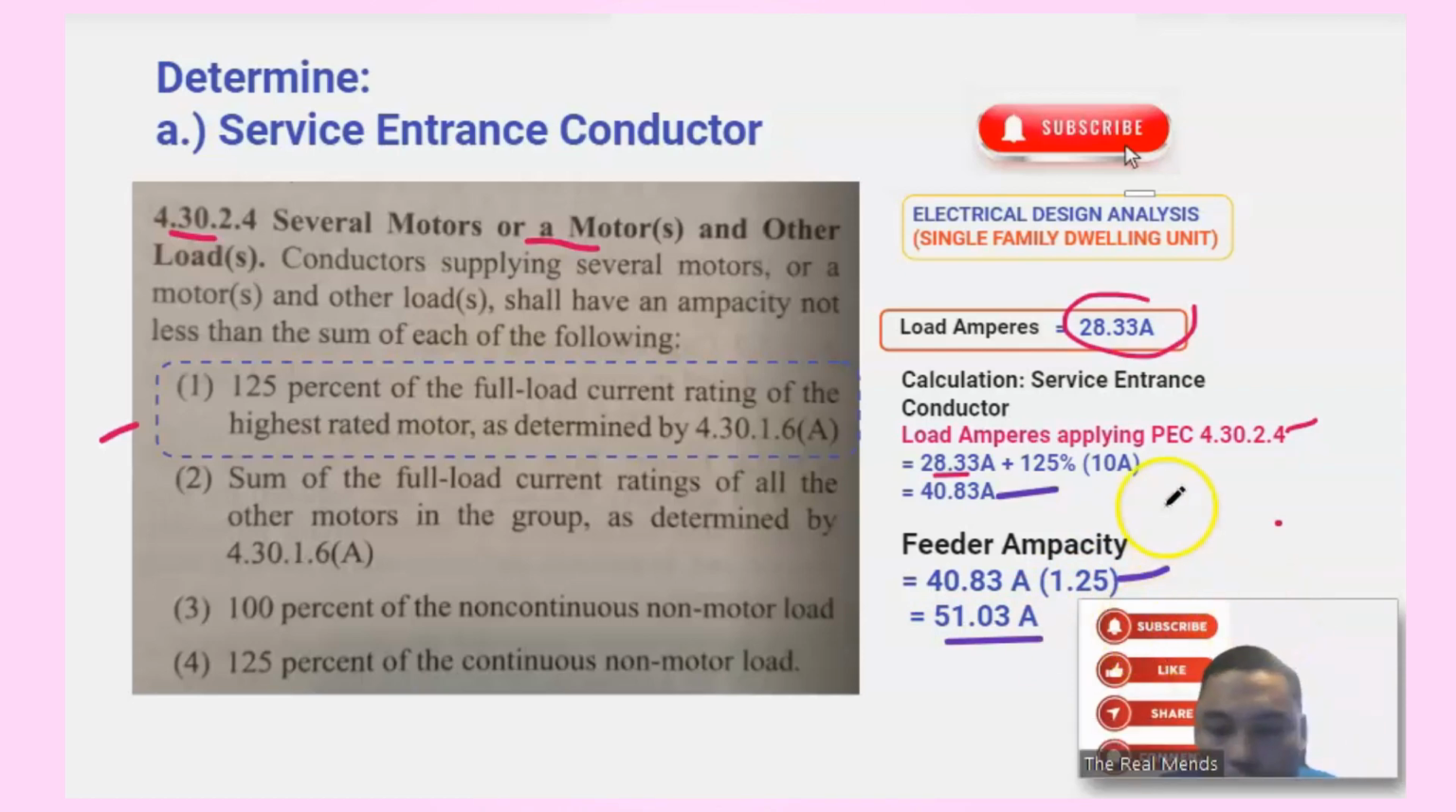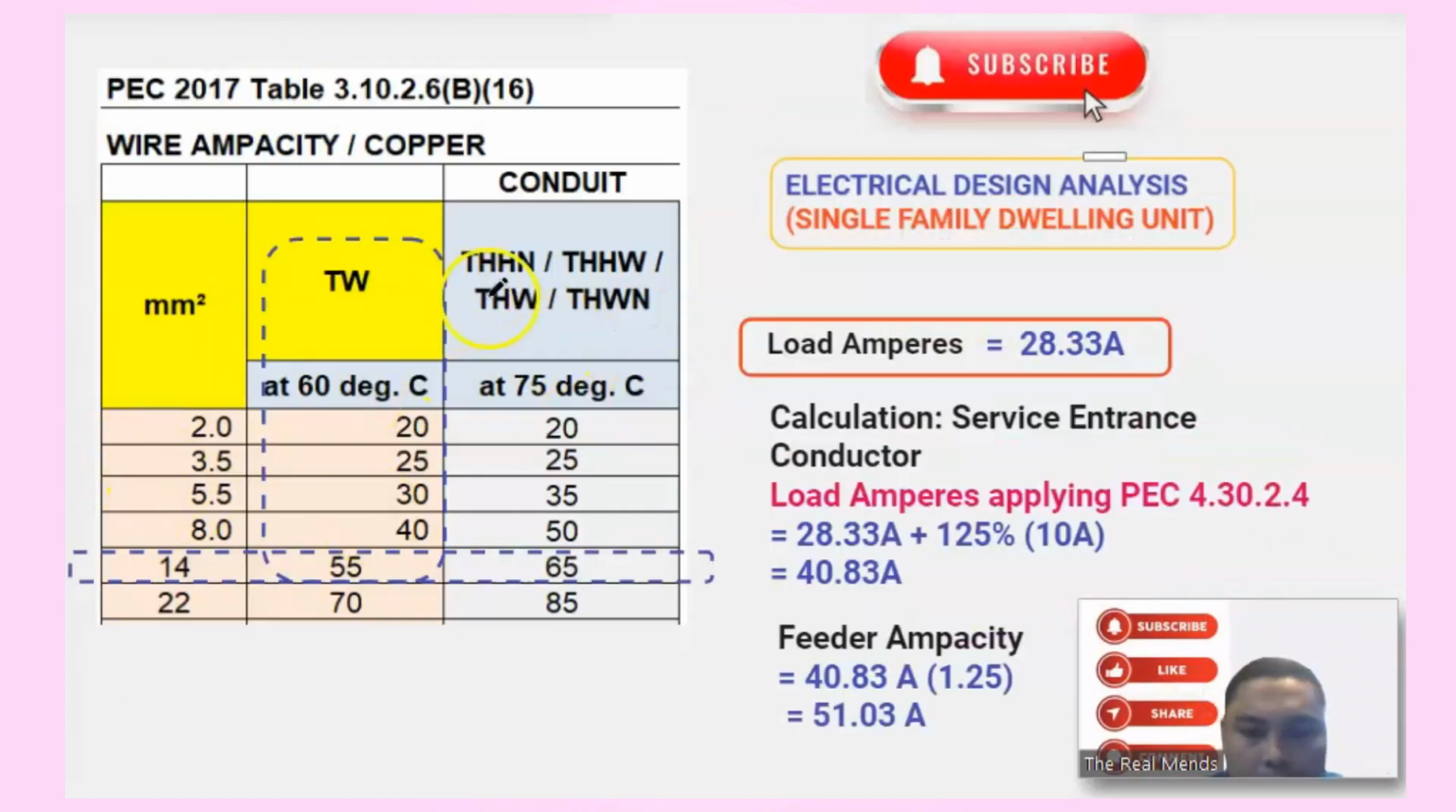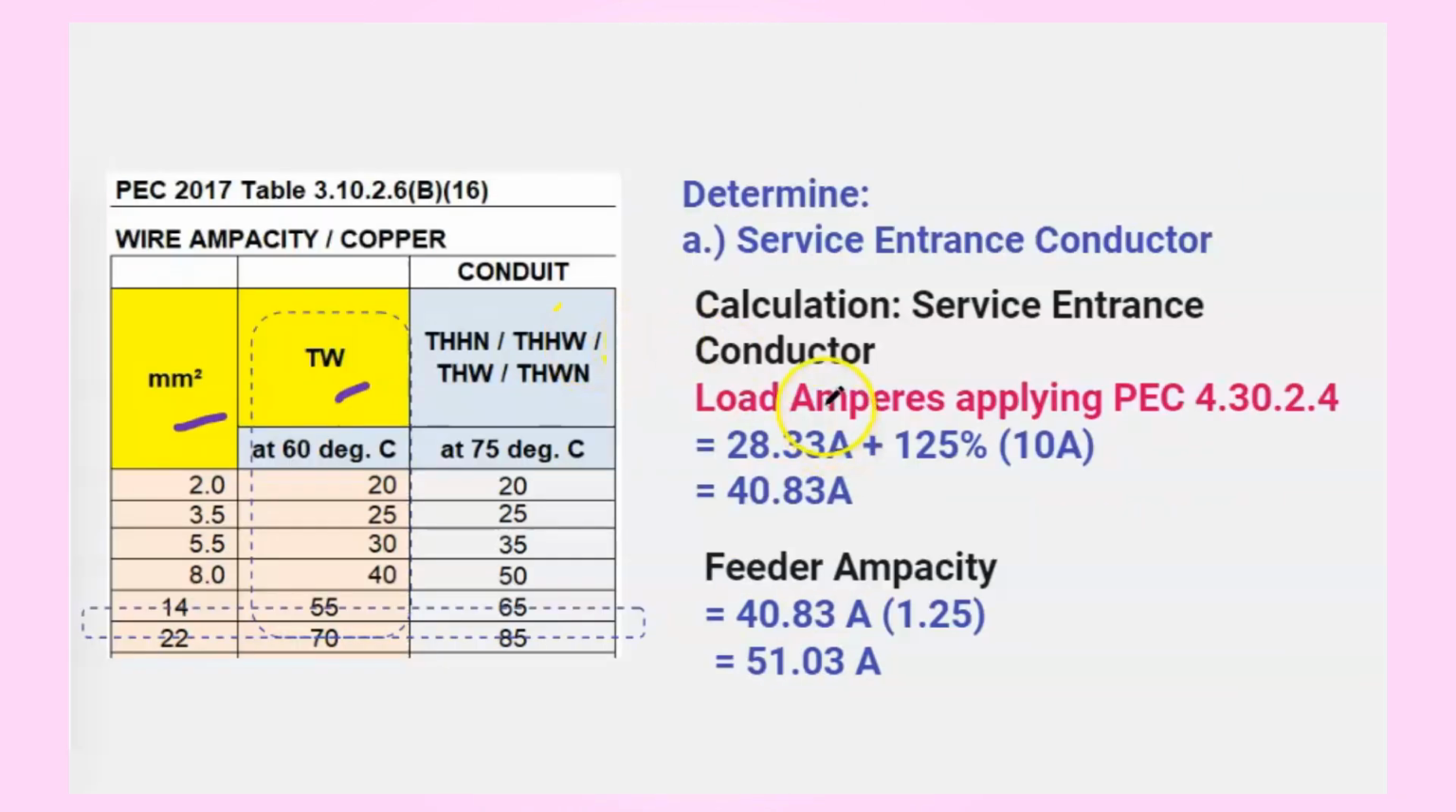So let's look at the PEC again. Okay, from the table 3.10.2.6 quantity B 16, we have mm square, TW, and then THN, THWN, THW, or TSW. And from our calculations, our feeder ampacity is 51.03 amperes.